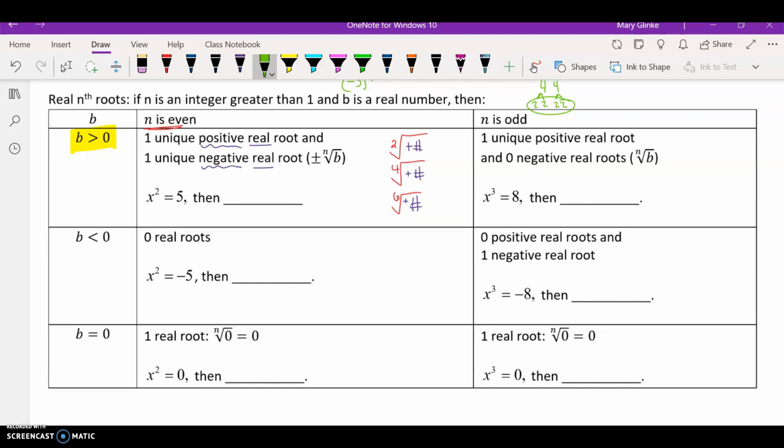Let's take a look at the solving example. We would square root both sides and get plus or minus the square root of 5. So we got one positive root and one negative root.